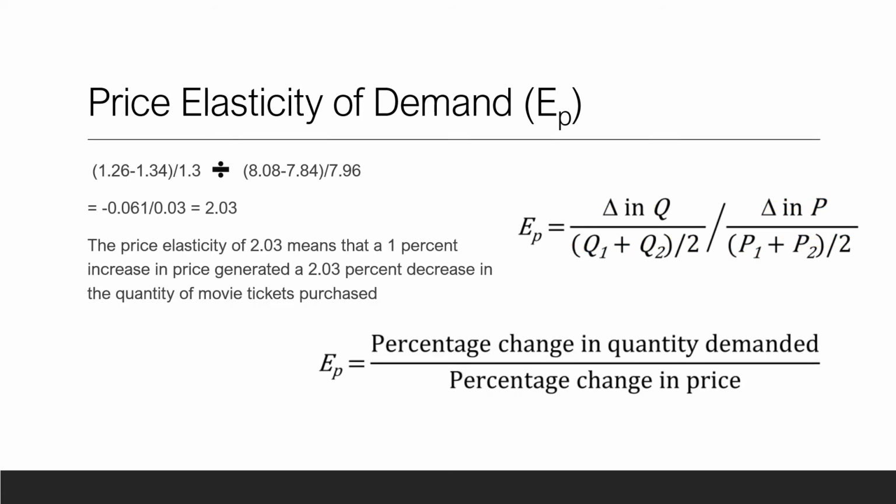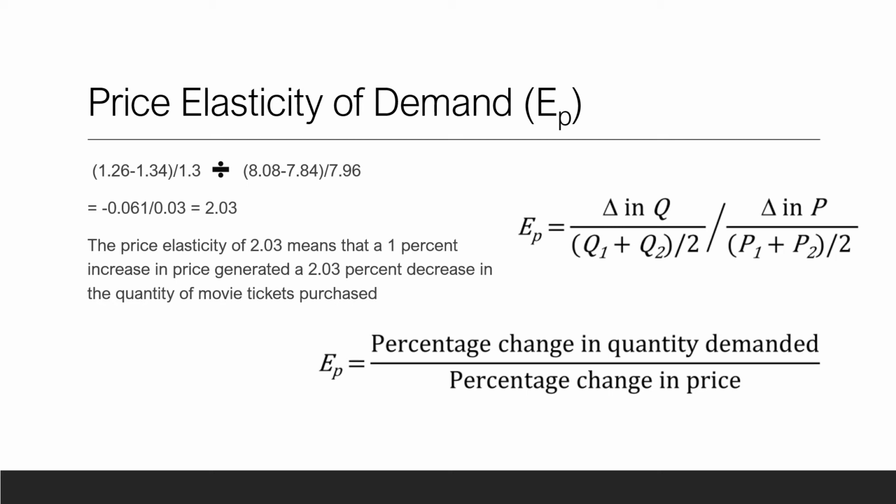So for the price portion, we have 8.08 minus 7.84 divided by 7.96. And that 7.96 came from 8.08 plus 7.84 divided by 2, which equals 7.96. For the numerator, the change in quantities would be 1.26 minus 1.34 divided by 1.3. And then your elasticity of demand would be 2.03.